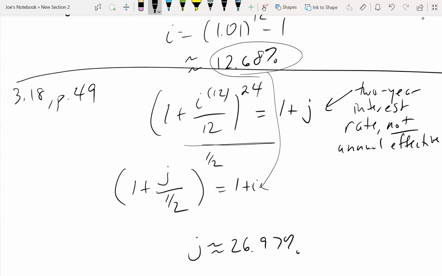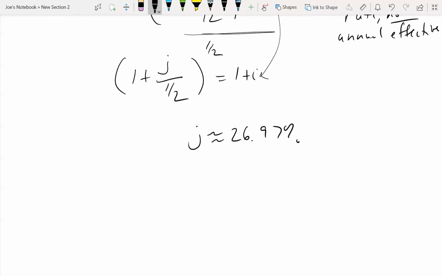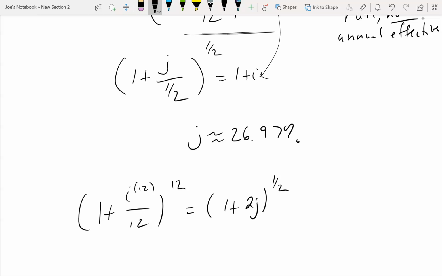But a lot of times, the way I would set it up, I would have set it up as 1 plus i12 over 12 to the 12th is equal to 1 plus j over 2 to the 1/2. Because that equates it both to 1 year. 12 months in a year, a half of a 2-year period per year. So I would equate those two. That's how my brain would make the two go together and not have to memorize different formulas for different things. Does that make sense? Gracie, do you have a question?